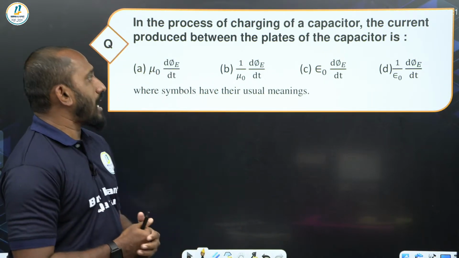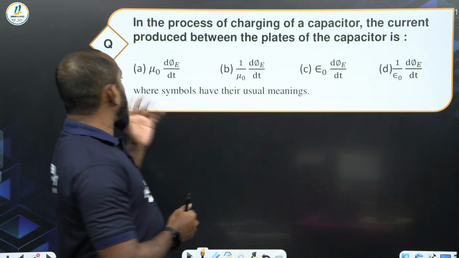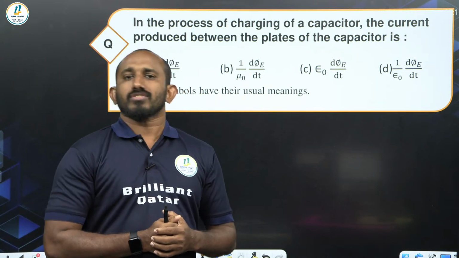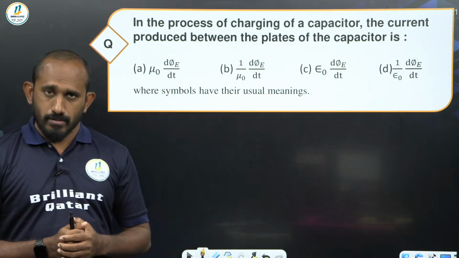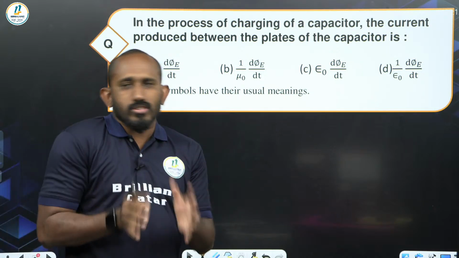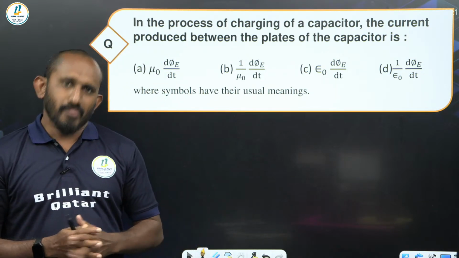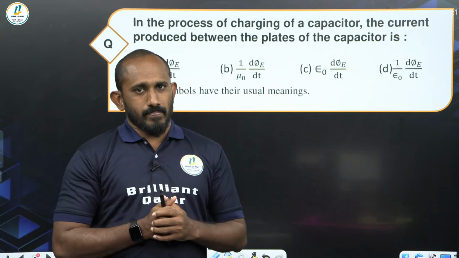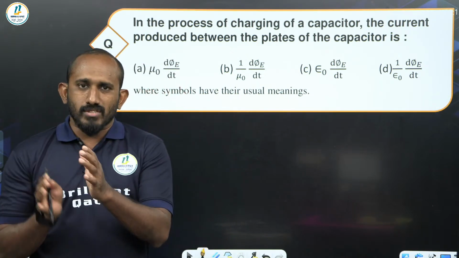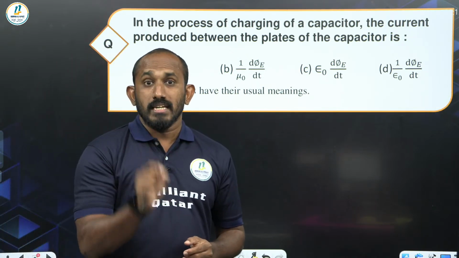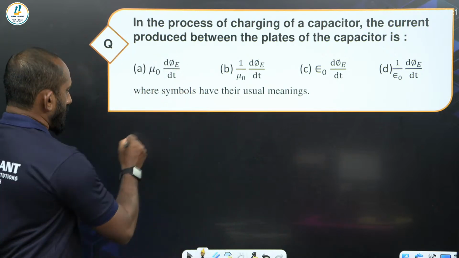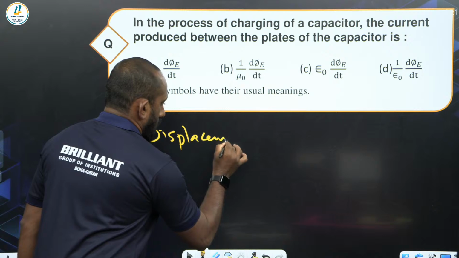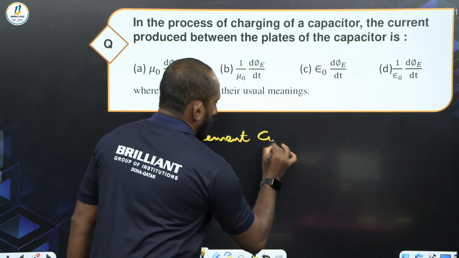In the process of charging of a capacitor, the current produced between the plates of the capacitor is... So it's an EM wave question, electromagnetic waves. What is the origin of electromagnetic waves? You might remember Maxwell's modification of Ampere's circuital law, where he introduced a concept called displacement current. So that idea you have to use here. Displacement current.